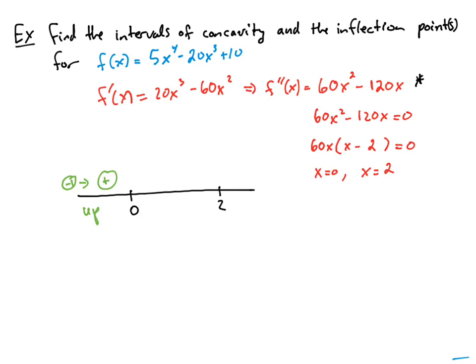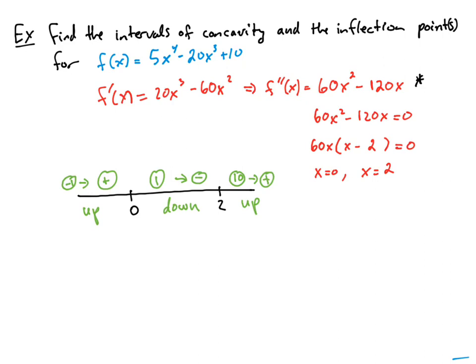And then let's test, how about positive 1? I'm going to get 60 minus 120, so that's going to be a negative value. So that means this is concave down. And then I'll pick a positive number. How about, I'll just pick 10. When we input 10 into the second derivative, I definitely get a positive value. So that tells us this is concave up in this interval.